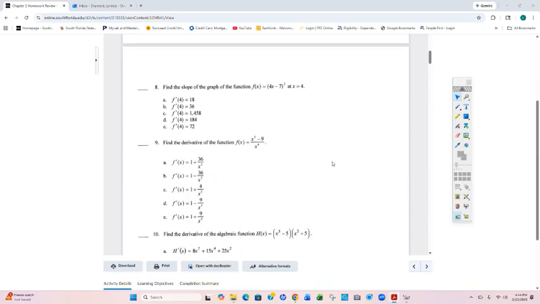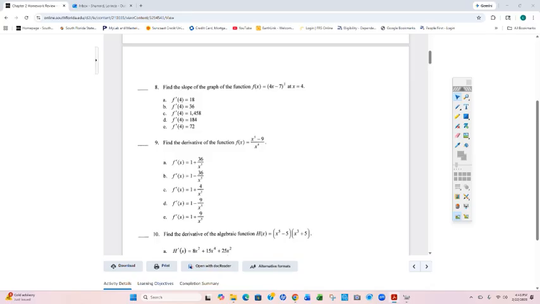Number 8, find the slope of the graph of the function f of x equals, open parenthesis, 4x minus 7, close parenthesis, exponent 2. So that would be 4x minus 7 in parentheses squared at x equals 4. A, f prime of 4 equals 18. B, f prime of 4 equals 36. C, f prime of 4 equals 1,458. D, f prime of 4 equals 184. E, f prime of 4 equals 72.